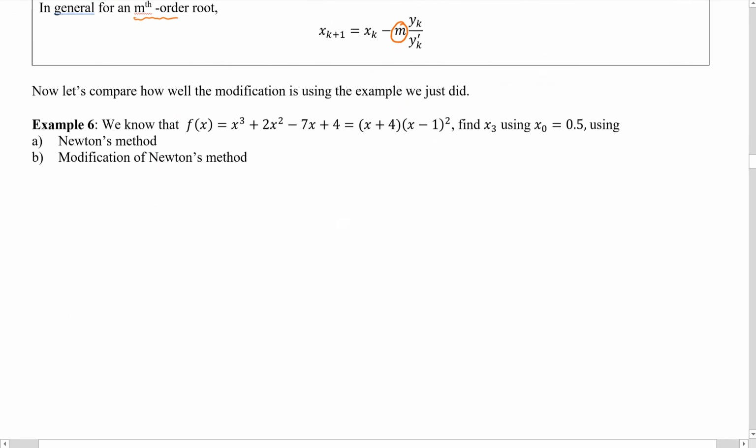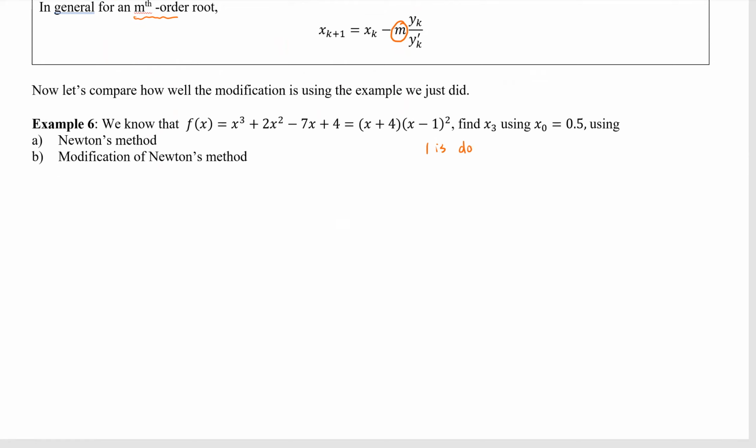Now let's compare how well this modification works using the example we just did. Here we know 1 is a double root, right? Let's find x3 using x0 equals 0.5. Part A, use Newton's method. Part B, use the modification of Newton's method. First we need to find the derivative, right? So the derivative equals 3x squared plus 4x minus 7.